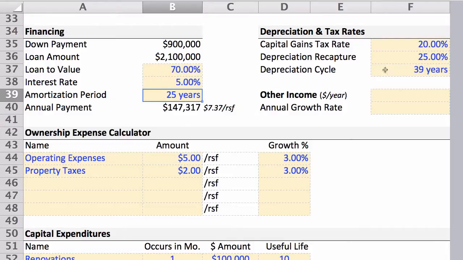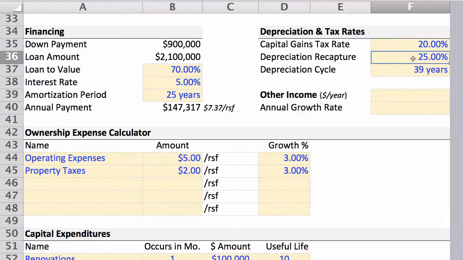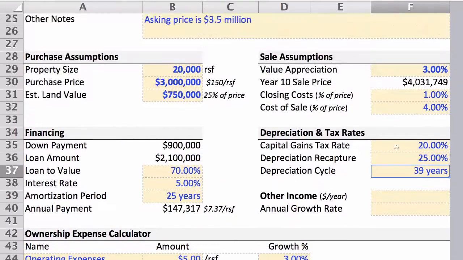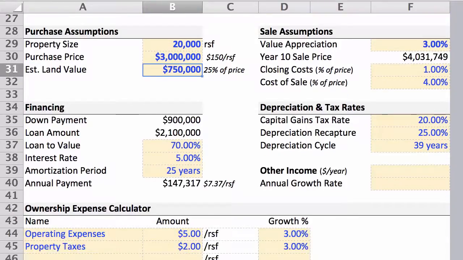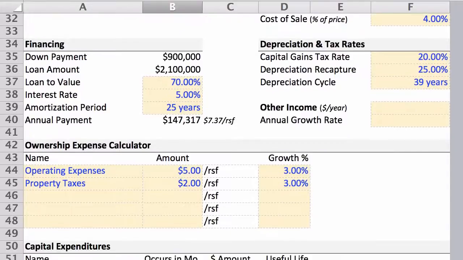$147,000 per year. We also input 20% for the current capital gains tax rate, 25% for the depreciation recapture tax rate, and a depreciation life cycle of 39 years. Now this 39 years will use the purchase price less the land value to depreciate the land improvements over this 39-year depreciation cycle.